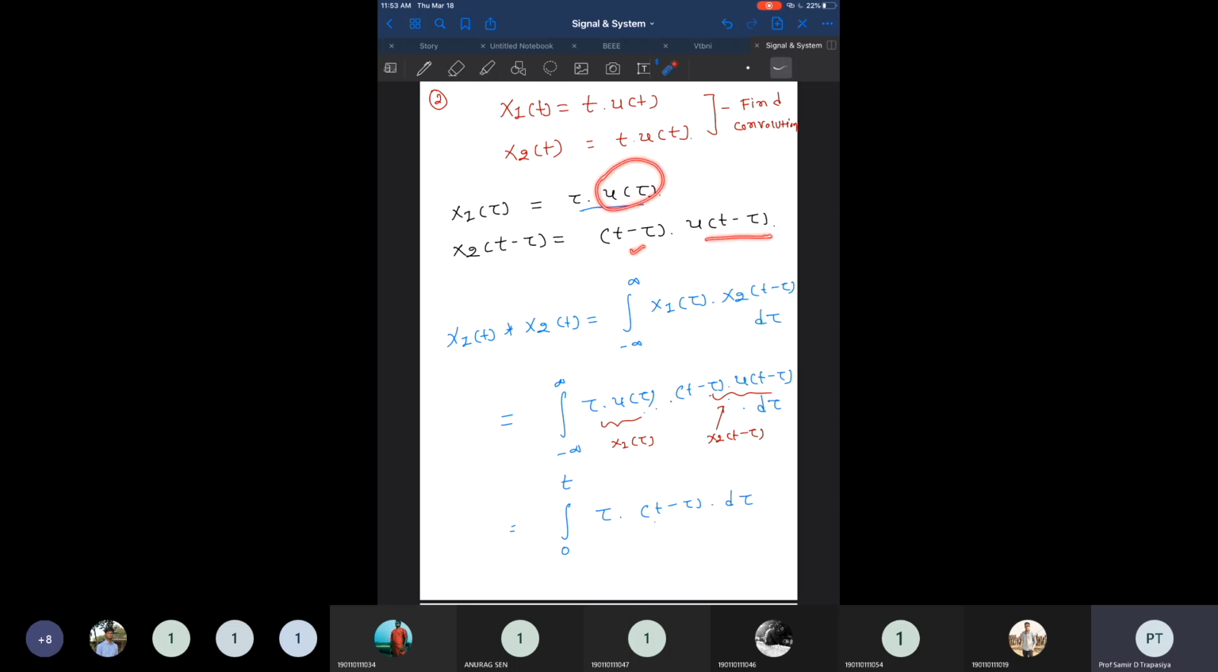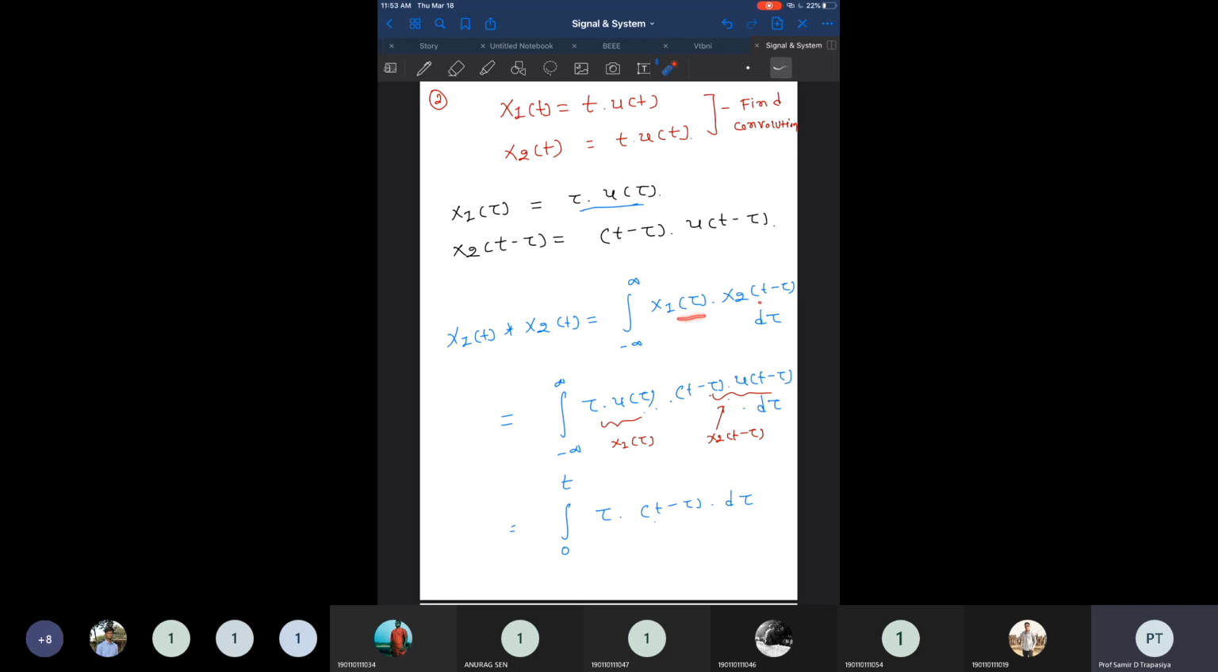The terms u of tau and u of t minus tau are approximately similar to what we discussed in the earlier example. So now if you find the convolution between these two signals x1 of t and x2 of t, that is the integration with lower bound minus infinity and upper bound infinity.